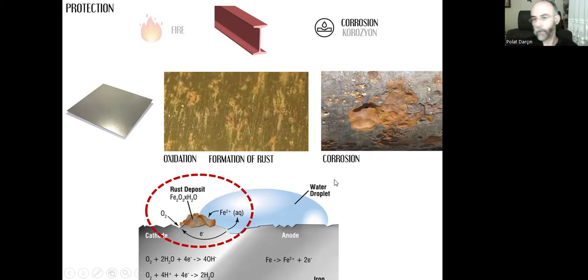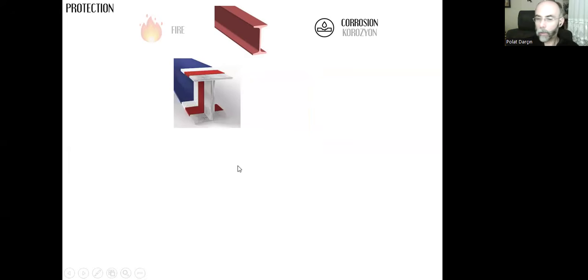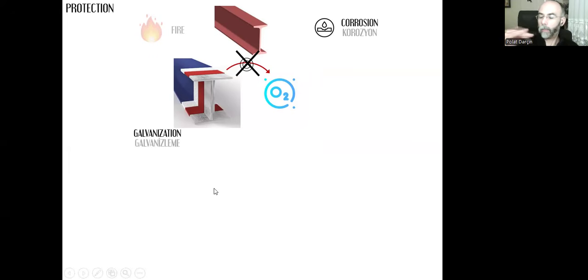That's the corrosion. We can use paints. If we cover all the surfaces with these paints, the electron transfer between the oxygen atoms and the steel atoms will stop, obviously. Or we can prefer galvanization. Instead of paint, we can galvanize the pieces.